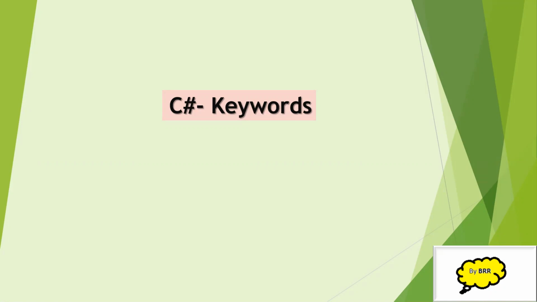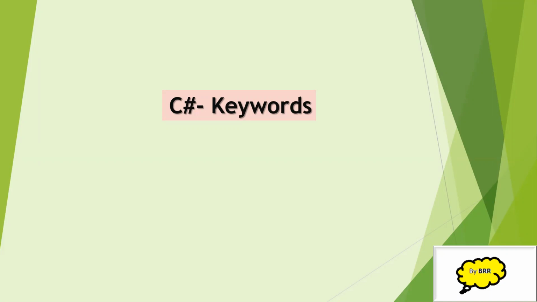C Sharp contains a lot of reserved words that have special meaning for the compiler, so we should not use them. It's better that we know what all the keywords and reserved words in C Sharp are, so that we will not use them. That's why I came up with this session. The reserved words are called keywords. Keywords cannot be used as names for variables, classes, interfaces, etc.